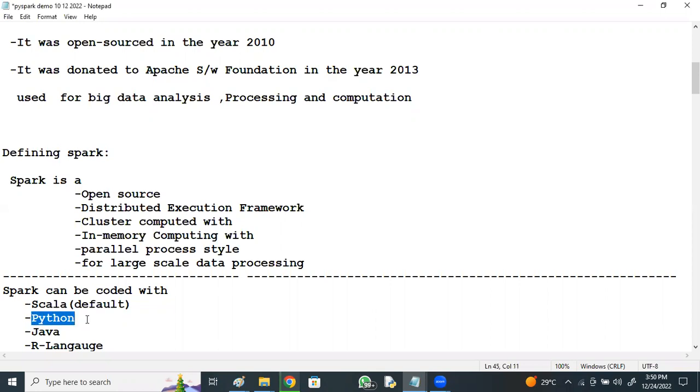Is my screen visible to all? Some of you are saying that the screen is not visible. Visible, right? Yeah, we can see you. One second.